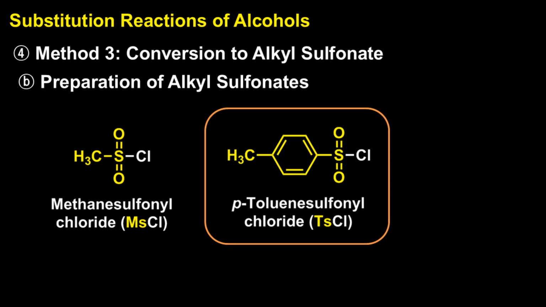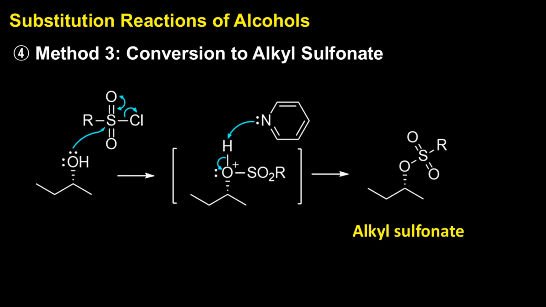Let's briefly look at the structure of the two most common sulfonyl reagents. MsCl gives you a mesyl group, and TsCl gives you a tosyl group. Both work great for turning alcohols into excellent leaving groups, and which one you choose just depends on your reaction setup. Now let's take a closer look at how sulfonates are actually formed.